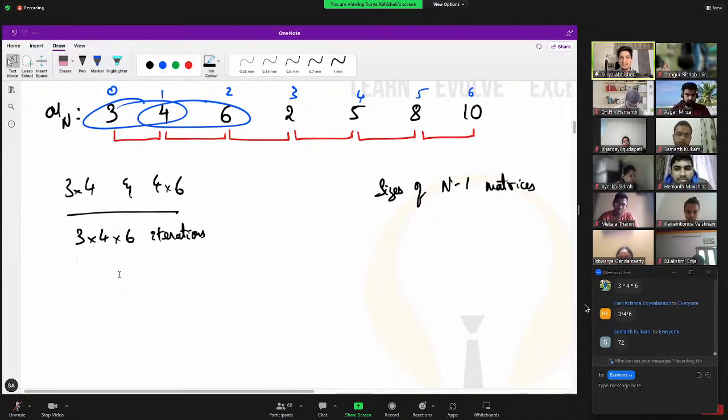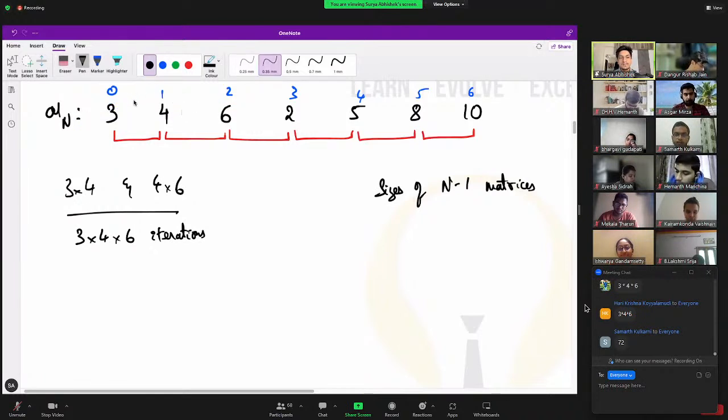I assume that you know what a matrix multiplication is and how it works, and I am going ahead with that assumption. That's right, 3 into 4 into 6. So to multiply a matrix of size 3 cross 4 and 4 cross 6, it will take 3 into 4 into 6 iterations. Now let's say I want to multiply these 3 matrices.